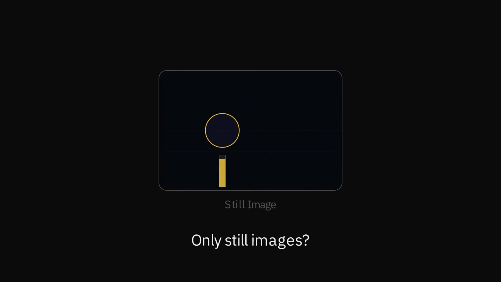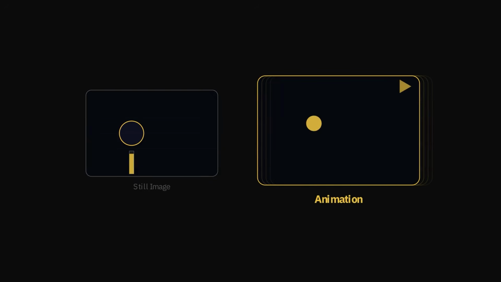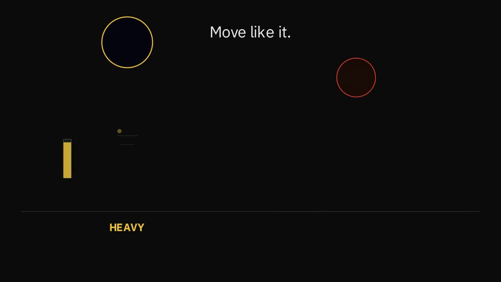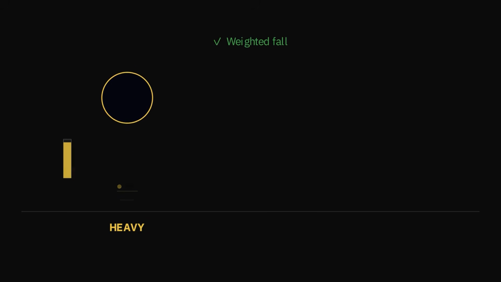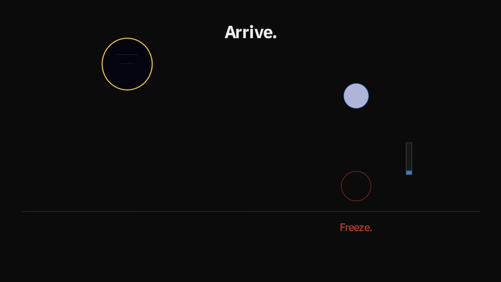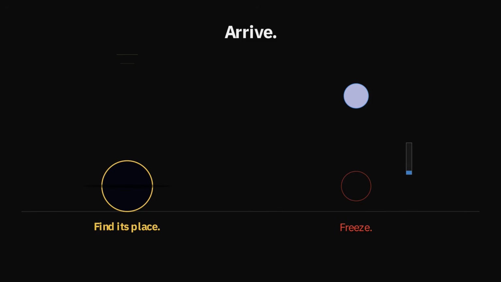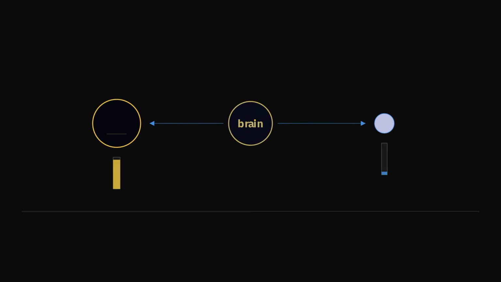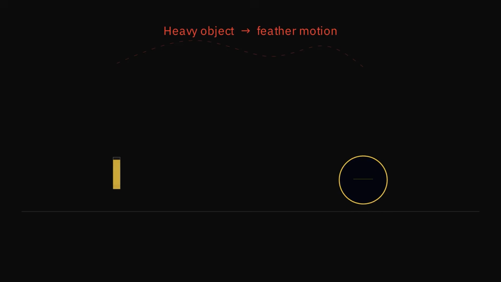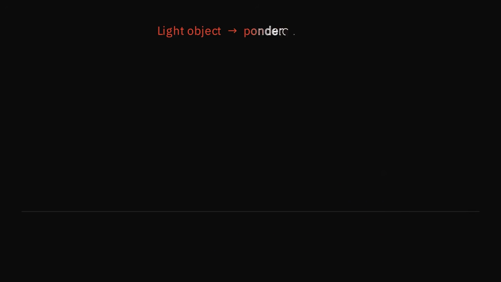One more thing, and this is one that doesn't get talked about enough, is that visual weight doesn't apply only to still images, it applies to animation too. When an object looks heavy, it needs to move like it's heavy, slow to start, slow to stop, a sense of resistance, a little bit of overshoot when it settles. A heavy object doesn't just arrive at a position and freeze, it arrives, overshoots slightly, and finds its place. When the visual weight of an object doesn't match how it's moving, the brain catches it immediately. A large, dark, complex object that moves like a feather feels completely wrong. A tiny, bright, simple object that moves slowly and ponderously feels just as wrong.